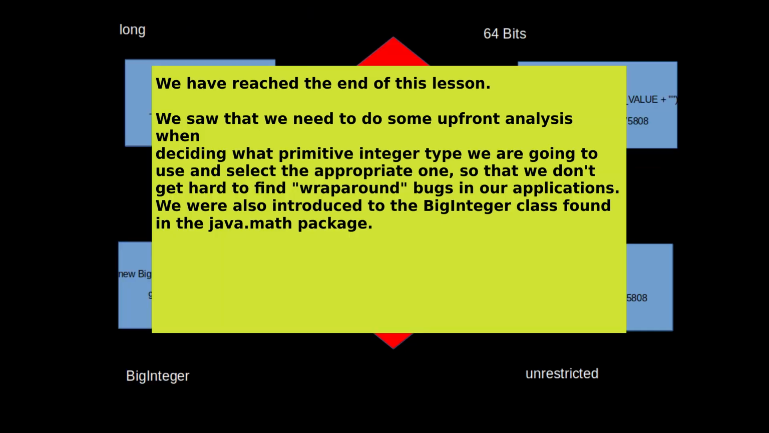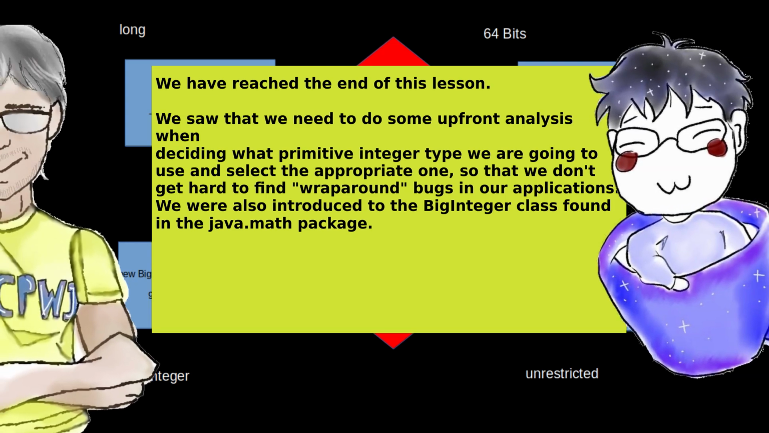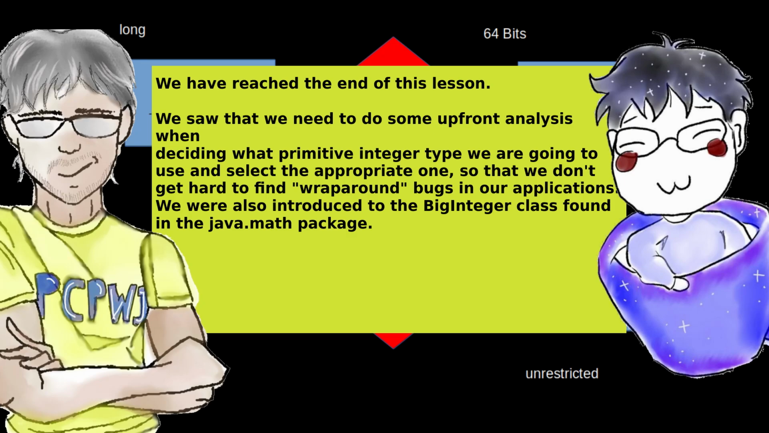We have reached the end of this lesson. We saw that we need to do some upfront analysis when deciding what primitive integer type we are going to use, and select the appropriate one so that we don't get hard to find wraparound bugs in our application. We were also introduced to the BigInteger class found in the java.math package.